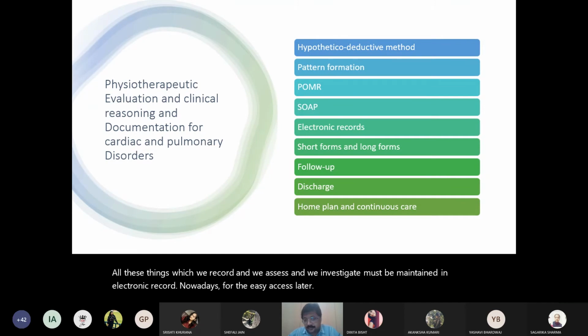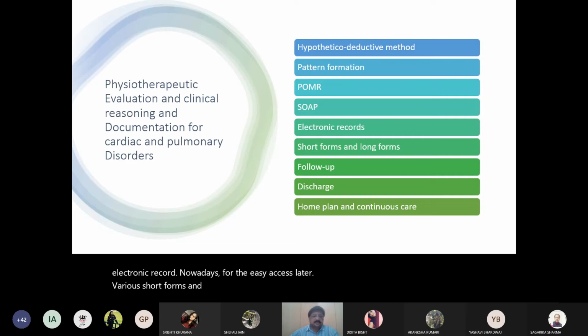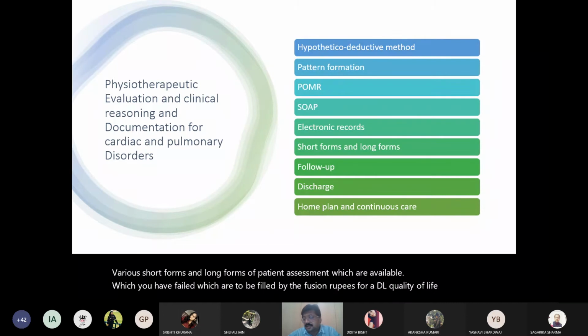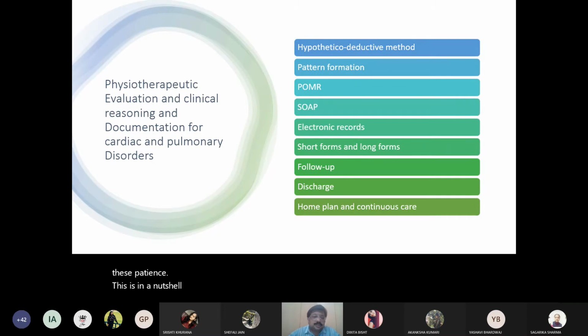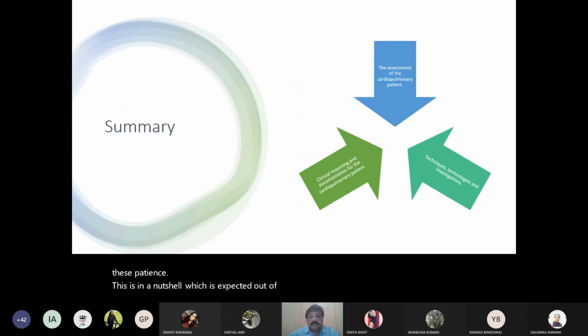There are various short forms and long forms of patient assessment which are available, which are to be filled by the physiotherapist. For ADL, quality of life also, there are specific forms. Then we have the follow-up, discharge, home plan, and continuous care of these patients. This is in a nutshell what is expected of you during the assessment procedure.